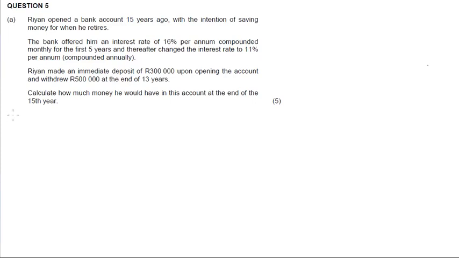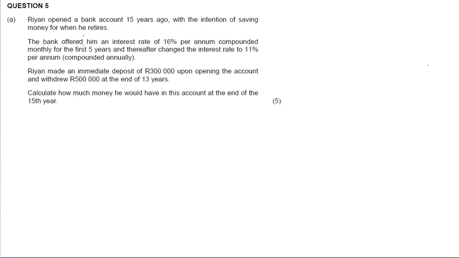Question 5, Part A. It says Rian opened a bank account 15 years ago with the intention of saving money for when he retires. The bank offered him an interest rate of 16% per annum, compounded monthly for the first 5 years, and thereafter changed the interest rate to 11% per annum compounded annually.